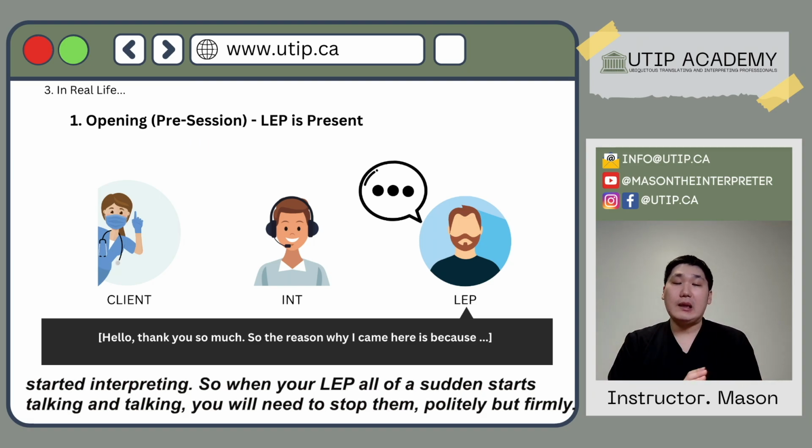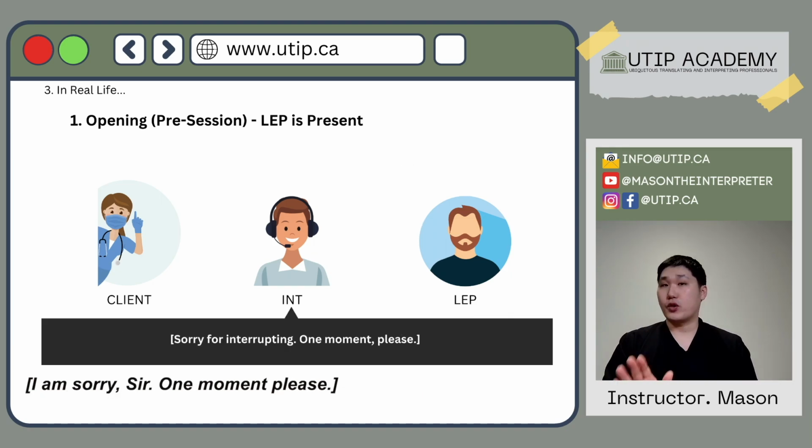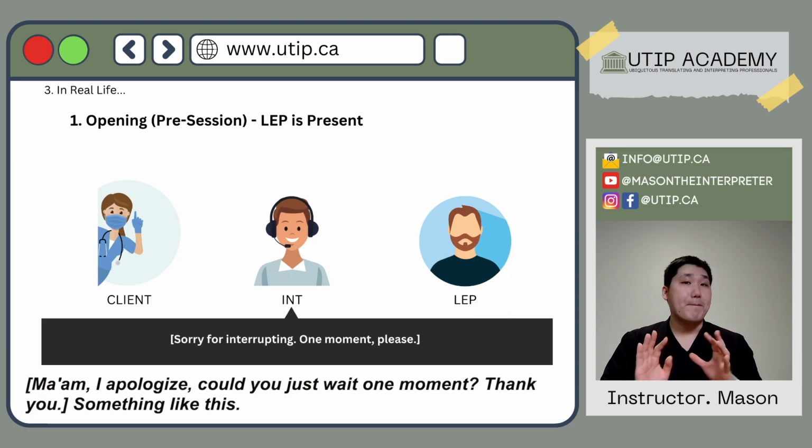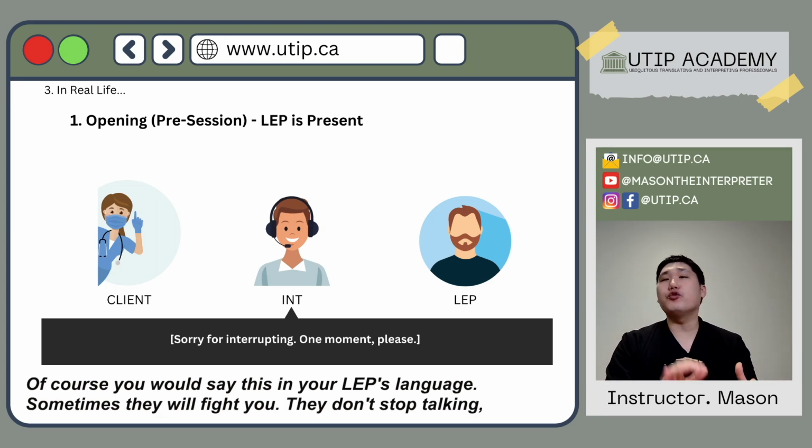So when your LEP all of a sudden starts talking and talking, you will need to stop them. Politely, but firmly. "I'm sorry, sir. One moment, please. Ma'am, I apologize. Could you just wait one moment? Thank you." Something like this. Of course, you would say this in your LEP's language.